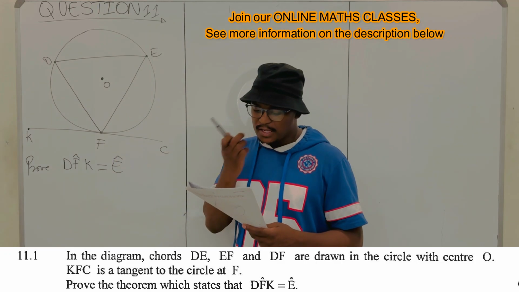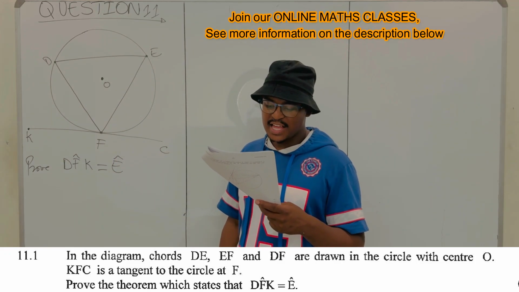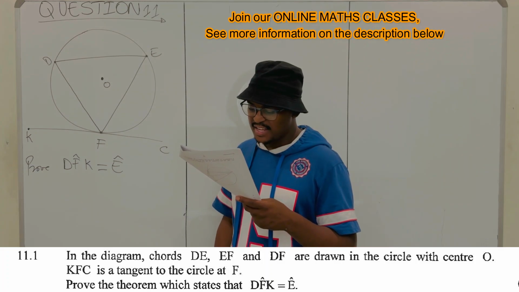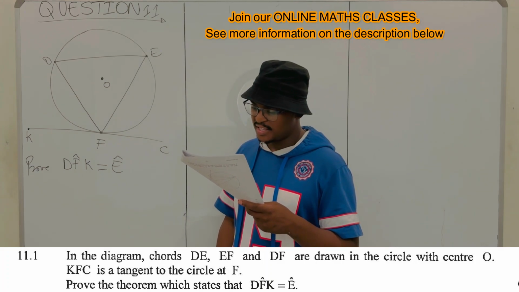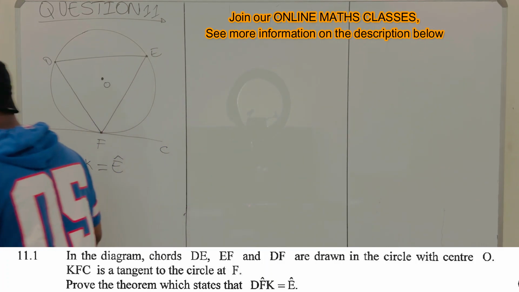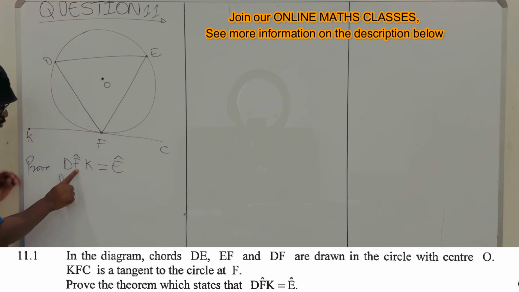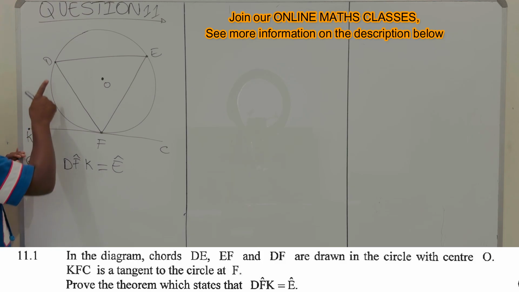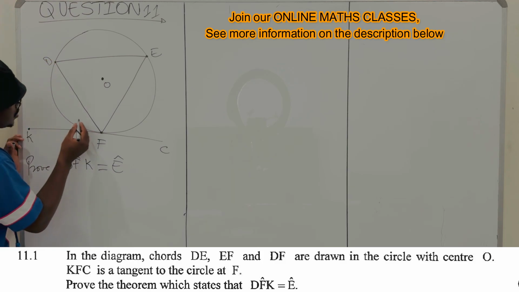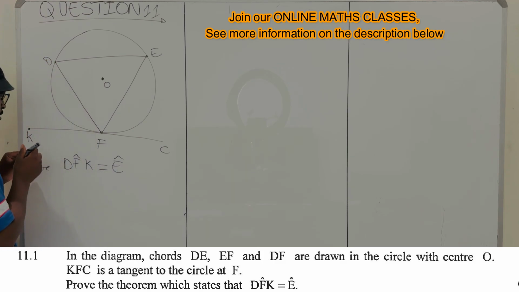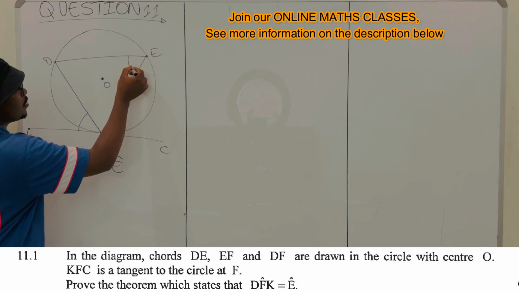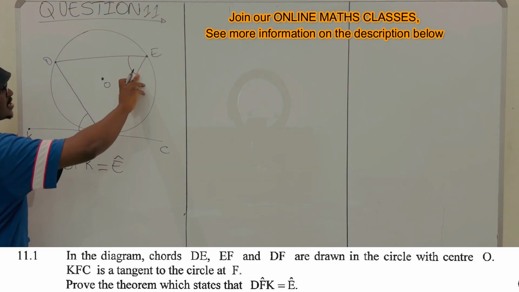Fine. So they want us to prove the theorem which states that angle F, which is the angle formed by DF and FK, is equal to angle E. So where's DF? DF and FE. They want us to prove that this angle over here is equal to that angle E over there. So this is the Tan-Chord theorem.